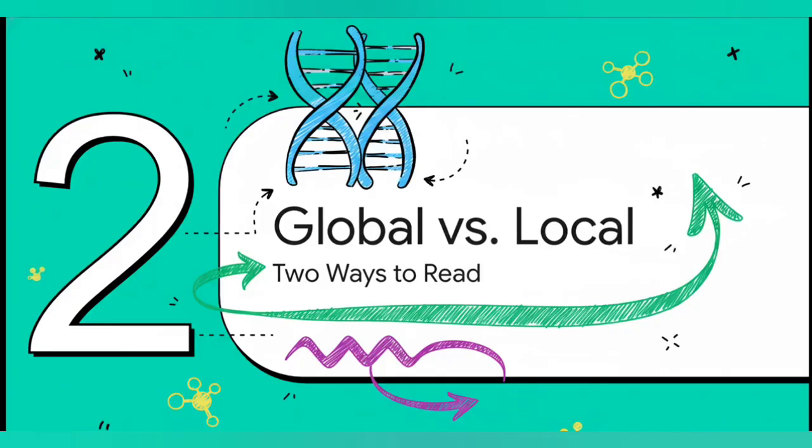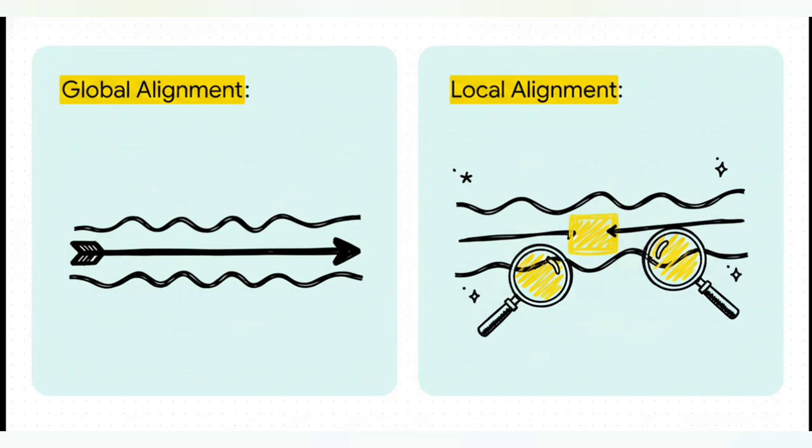Okay, so we know what we're looking for, but how we look for it really depends on the question we're asking. Scientists use two main strategies for this: global and local alignment. Global alignment is when you try to match two sequences from start to finish. Think of it like comparing two entire novels to see how similar they are overall. It's great for sequences you already know are pretty closely related. Local alignment, though, is more like a search for one specific identical paragraph that's hidden within two completely different books. It's perfect for finding small, really important shared regions in sequences that might be very different otherwise.